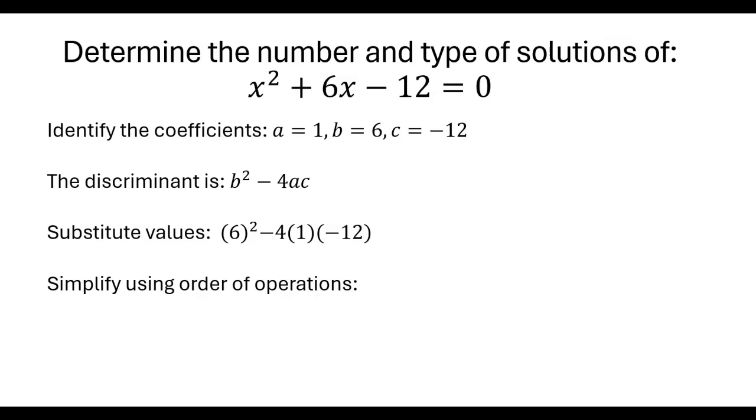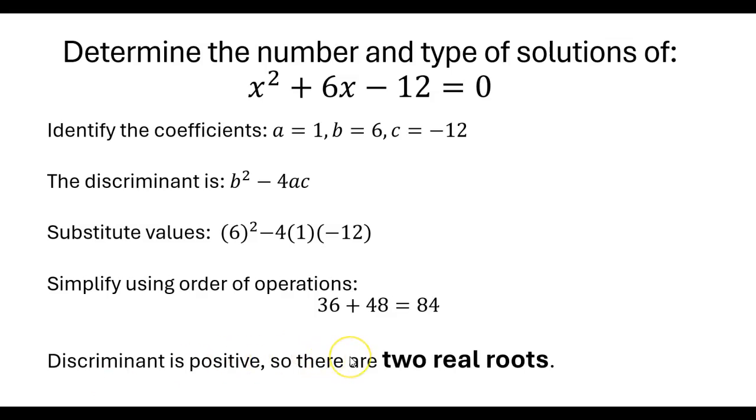Simplify using the order of operations. 6 squared is going to be 36, and then negative 4 times 1 times negative 12 gives me a positive 48. So 36 plus 48 gives me a positive 84. So since the discriminant is 84, we will have two real roots, and they will be distinct, again, because of the plus or minus piece.